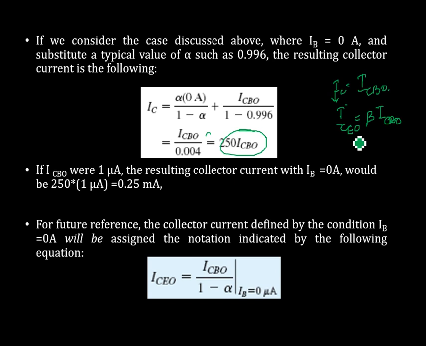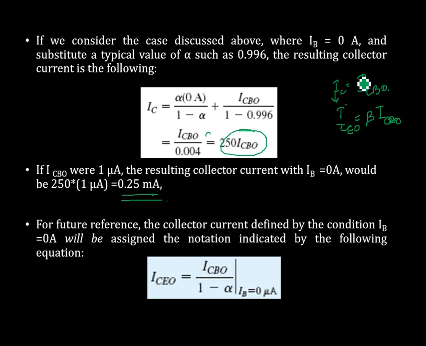Here input is base. Now if ICBO were 1 microampere, the resulting collector current with IB equal to 0 would have been 0.25 milliampere, which is not in the microampere range but in the milliampere range. That is why we saw IC is not equal to 0. It has an appreciable value in common emitter configuration when the input current is 0.